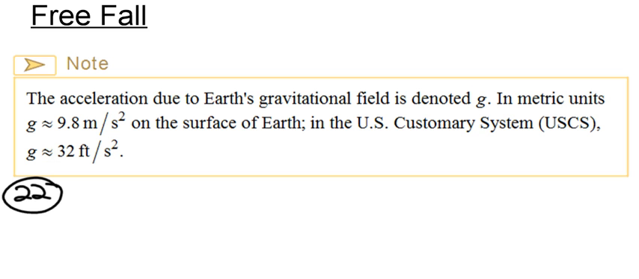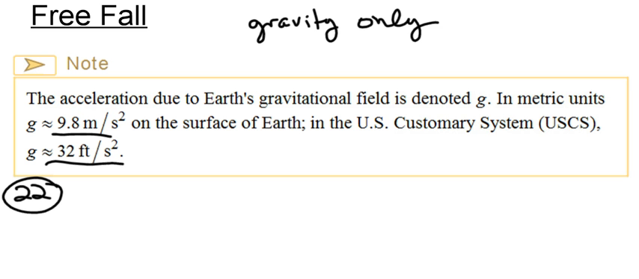I want to talk about free fall. When we're talking about free fall, in these cases, we're going to talk about gravity only as a factor on this acceleration velocity of something falling. We're not going to talk about wind resistance or anything. We're only going to talk about gravity. So the acceleration due to Earth's gravitational field is denoted g in metrics, and we're going to use these two units of measurements, so the U.S. customary system and the metric system.